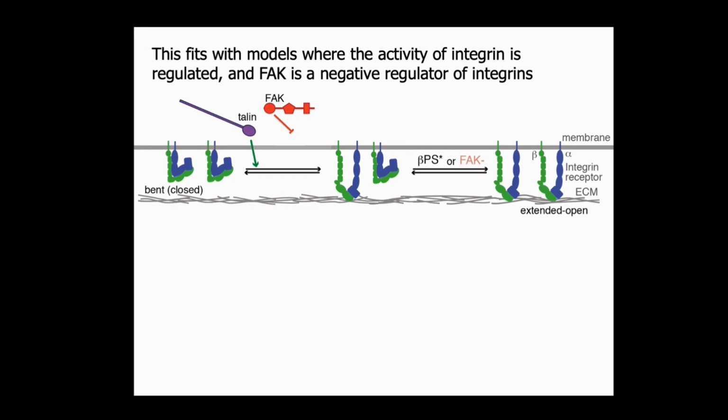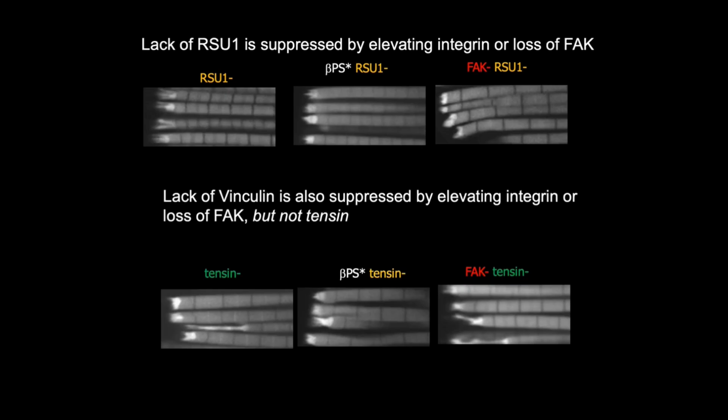But basically, our data would support the idea that with either of these mutants, you can increase the activity of integrin and therefore suppress some of these weaker defects. And we could also suppress lack of vinculin by elevating integrin or FAC. I'm not going to show you that, but not tensin. So we could get some partial suppression again with the active integrin, but not with tensin. We still get these muscles pulling away.